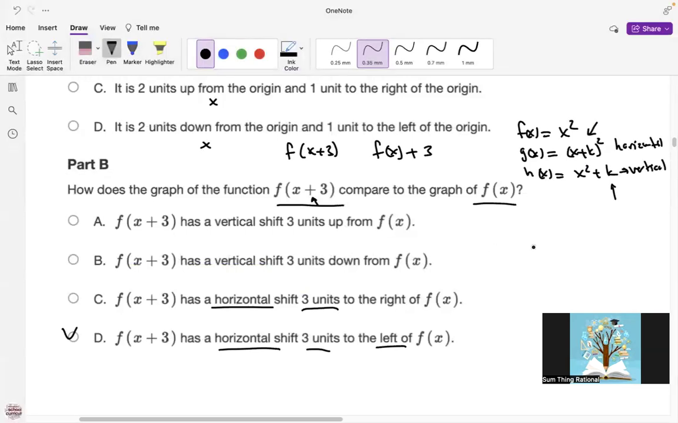So for this question, part B, option D will be the correct answer. I hope you got the answer. I hope you understand what's going on in this question. See you in the next video.